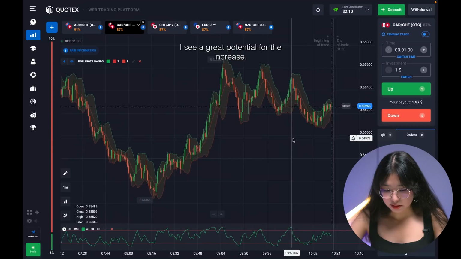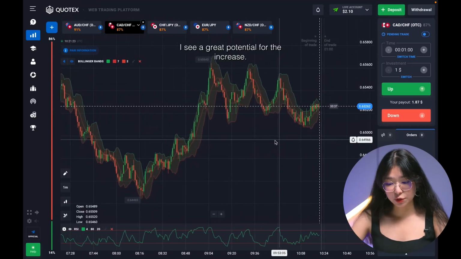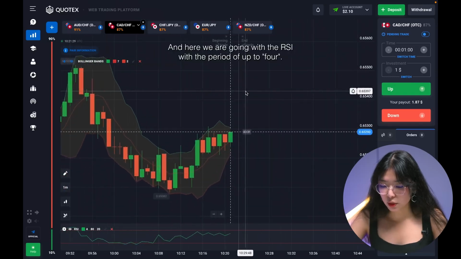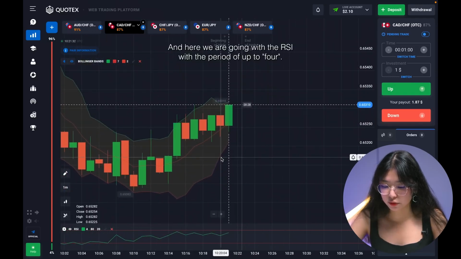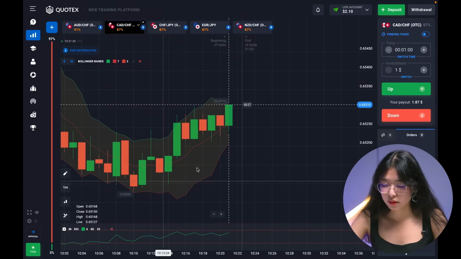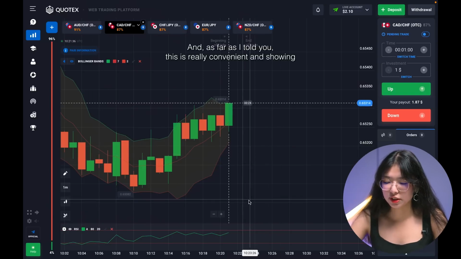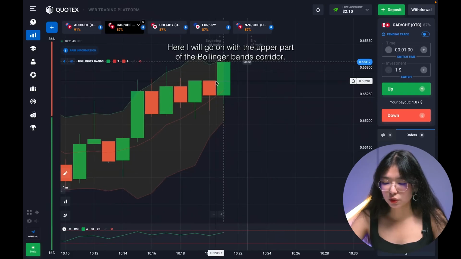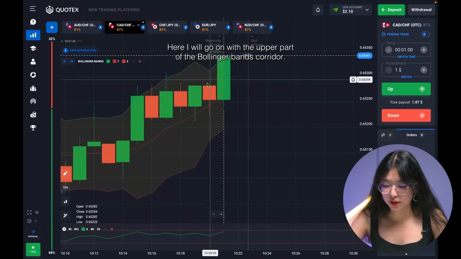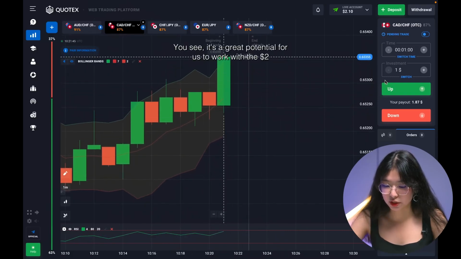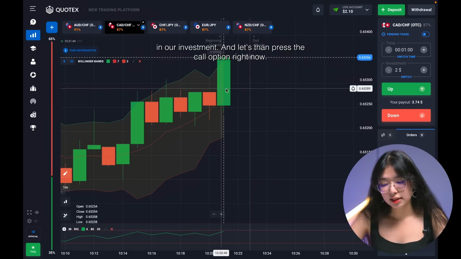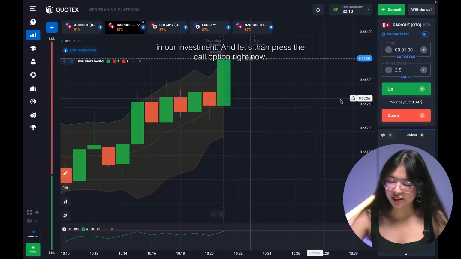We continue. Right now I see great potential for an increase, though we have peaks showing the support and resistance levels. And here we're going to the RSI with a period of 4. As I told you, this is really convenient and shows us peaks with the lines. So here we'll go with the upper part of the Bollinger Bands corridor, and you see it's a great potential for us to work with $2 as our investment. And let's press the call option right now.